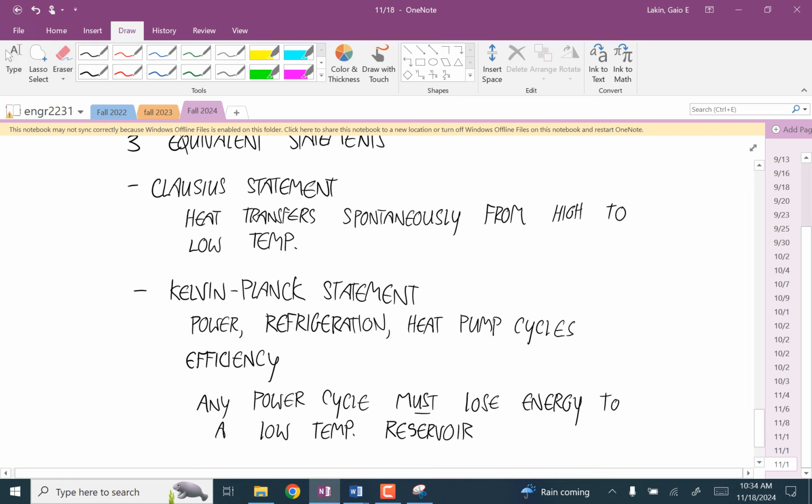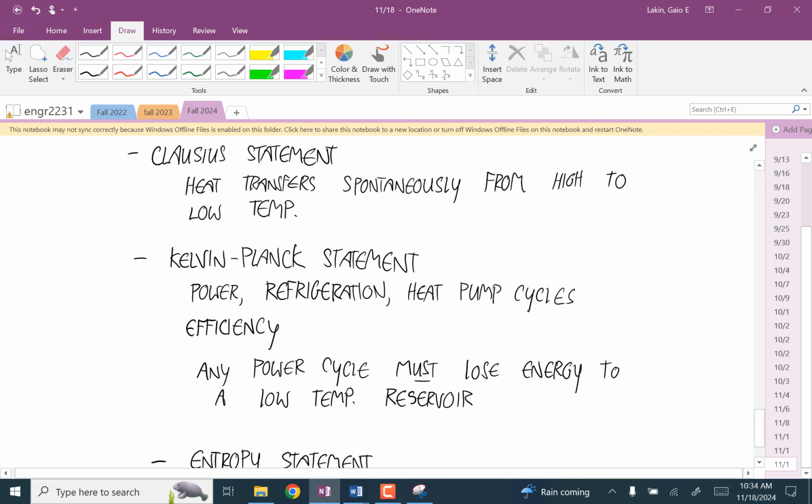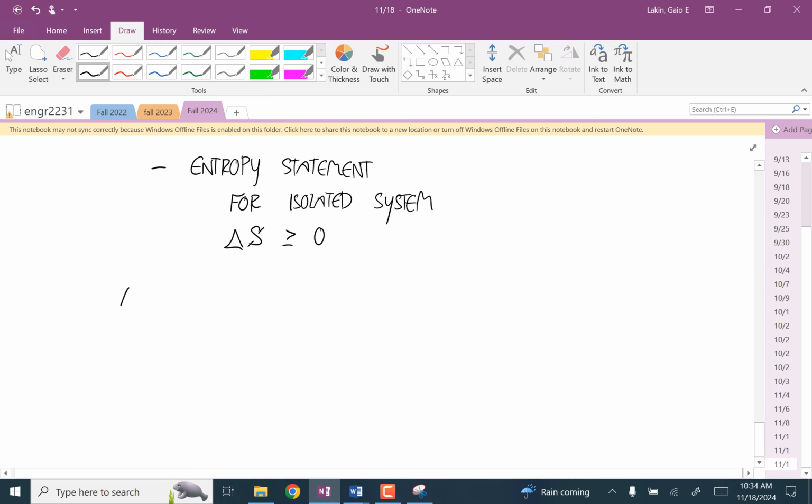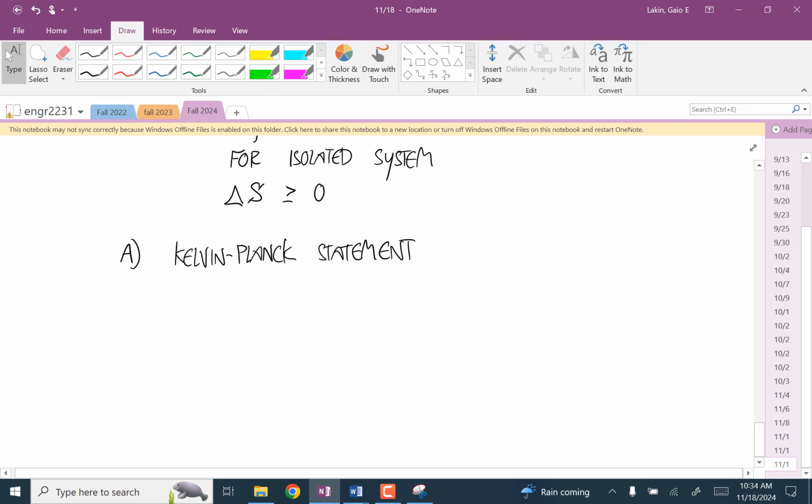Okay, so for the first part of this, there's not much more to say about the Clausius statement. So part A here is the Kelvin-Planck statement. And the way this cycle works, so let's start with a power cycle, and we'll do this for all three of these.